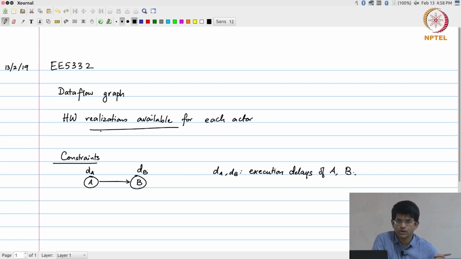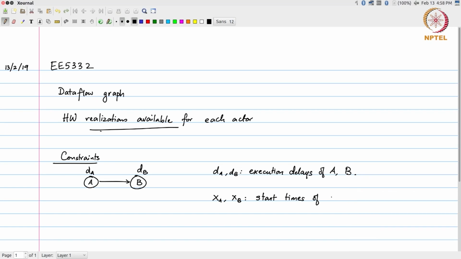Now I am going to introduce two variables, XA and XB, and I am going to say that these are the starting times of "some" iteration of A and B. Why am I putting "some" within quotes?